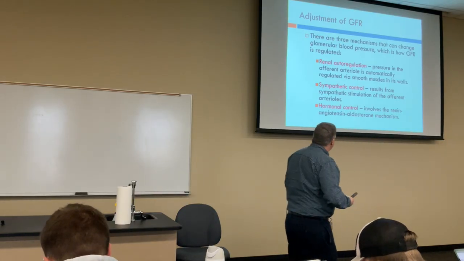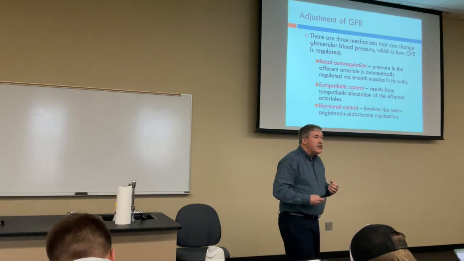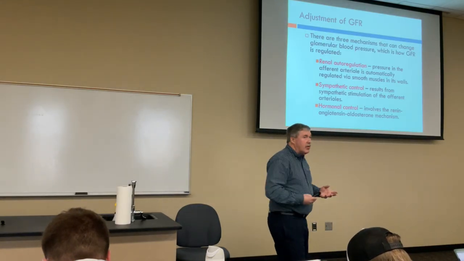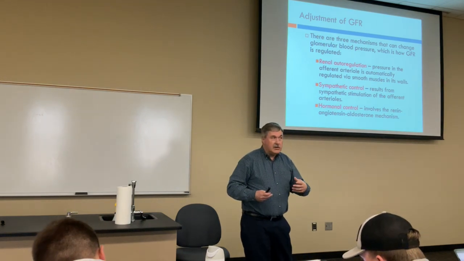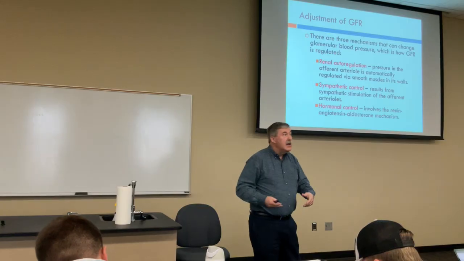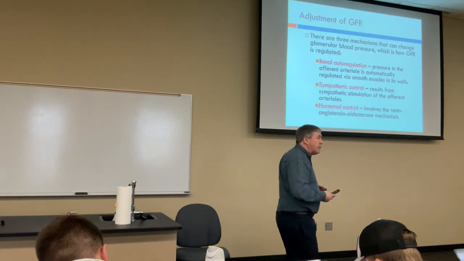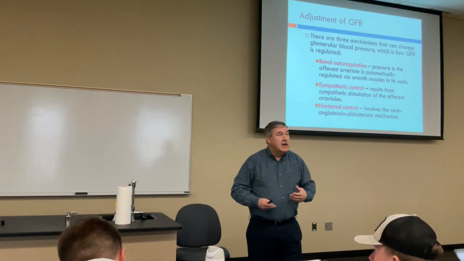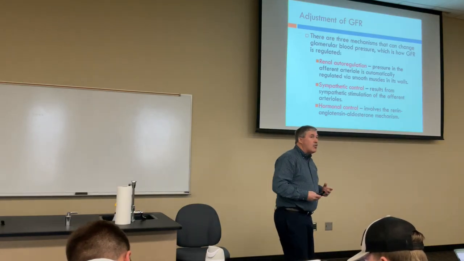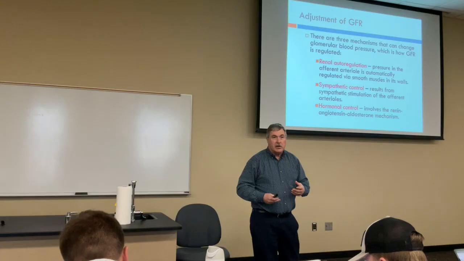Okay. So hormonal control involves a fairly complex mechanism, but it's a very important one, and it's a good one to know because there are a lot of drugs that affect blood pressure that affect some of the components of this system. It's called the renin-angiotensin-aldosterone mechanism, or the RAS mechanism for short.